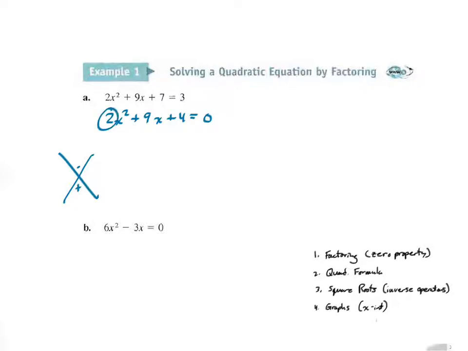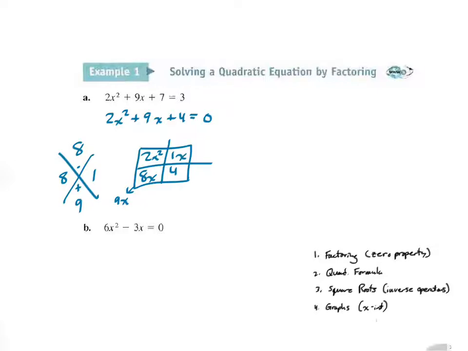We go 2 times 4, which is 8. That number goes up top. Then we have 9 on the bottom. What two numbers multiply to give me 8, but then add to give me 9? And the answer is 8 and 1. And then you go over here, you make your box. And then we put the 2x squared right here, and then the 4 right there, and then right here we put a 9x. The 8 and the 1 go inside of that.